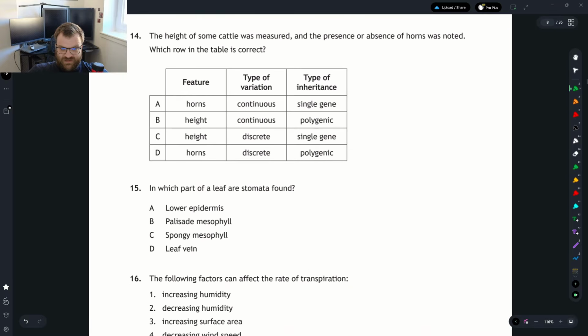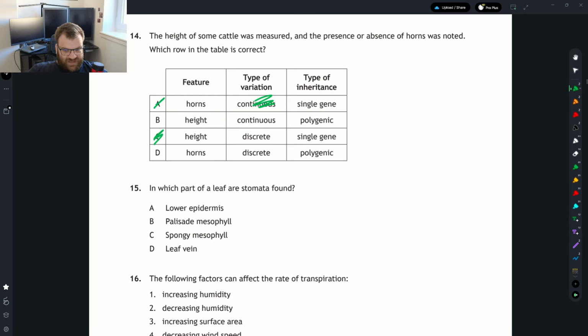Number 14, we're talking about types of variation. Presence or absence of those. Okay, well, horns, you've got a limited number of options, either present or absent. That means that's going to be a discrete variation. That means A can't be right because that says continuous. Height is continuous, not discrete, so that means it can't be C.